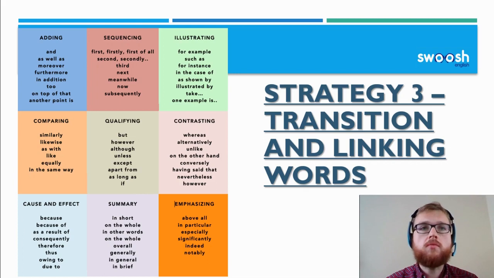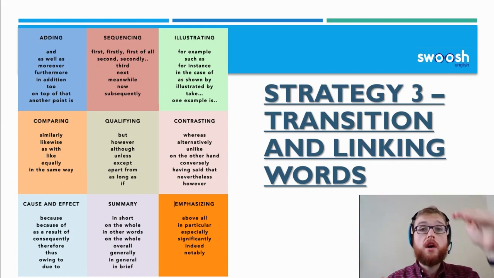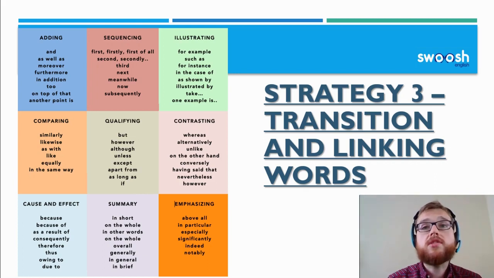If we look at the sequencing words too, in which we're actually going through a series of ideas and events from the first to the last, we can use some of these sequencing transition words. First, firstly, first of all. Second, secondly, second of all. Third, thirdly, third of all. Next, meanwhile, now, subsequently, as well as finally for our last few points.